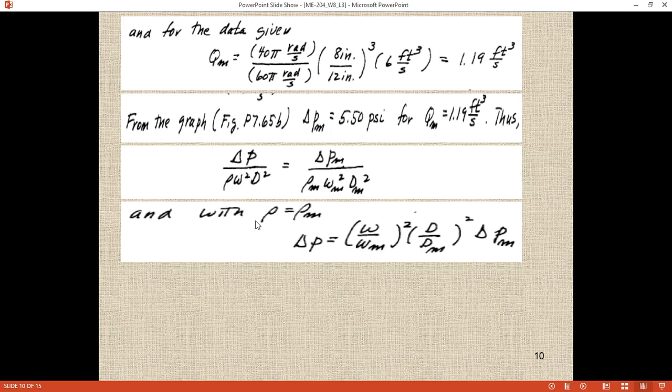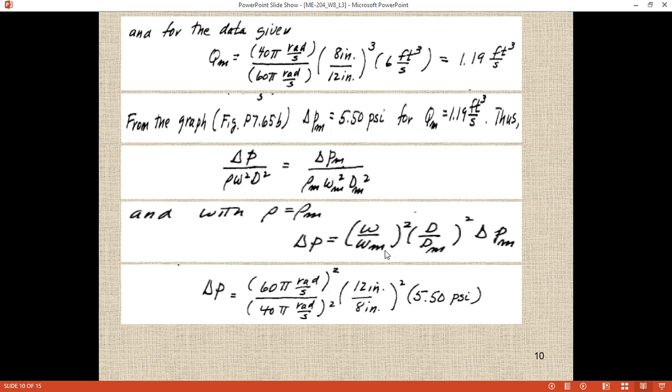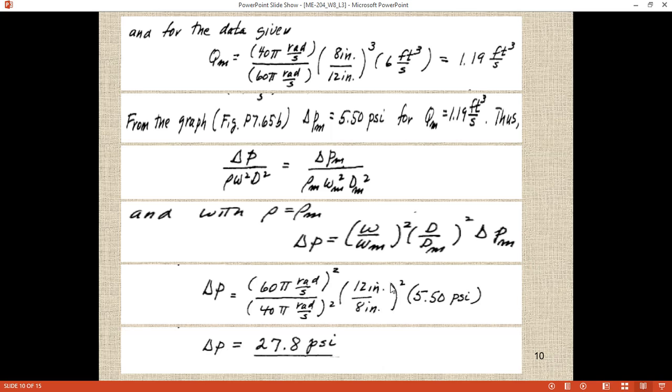Since the density of the water model and the density of the prototype fluid are the same, they cancel each other, and finally this is the relationship. We can calculate the values by putting in all the given data. Finally the delta P we got is 27.8 psi. This is the pressure drop across the prototype pump. You can see the pressure drop in the model pump is very small, but in the actual one the pressure drop is much higher.